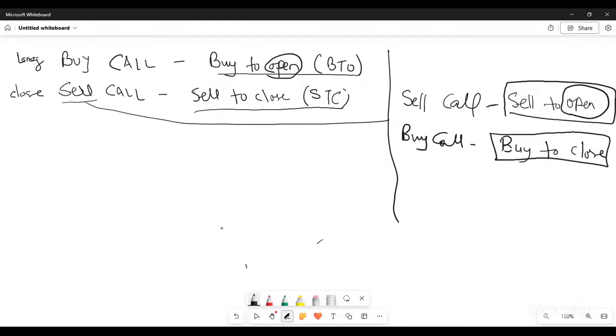Here we were shorting a position, so this was a selling position, and we were simply buying it back. That's why we have sell to open. And then when we close that position, we'll be buying it back, because we had taken a position selling first. So to close it, now we have to do the opposite, which is buying it back.